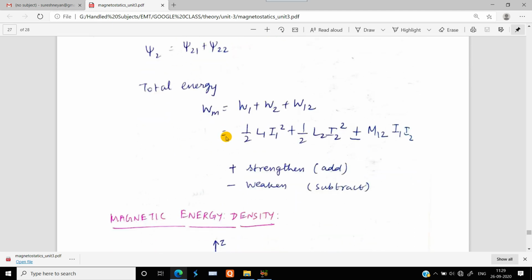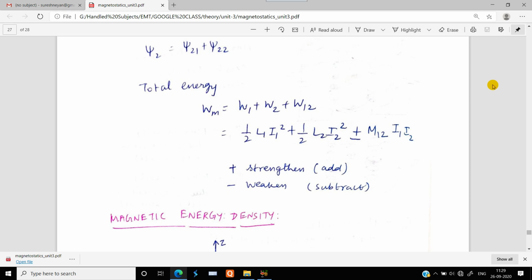So the total energy is W1 plus W2 plus W12, that is, half L1 I1 square plus half L2 I2 square plus or minus M12 I1 I2. In this equation we have plus or minus. Plus strengthens the total energy, and minus weakens the total energy.